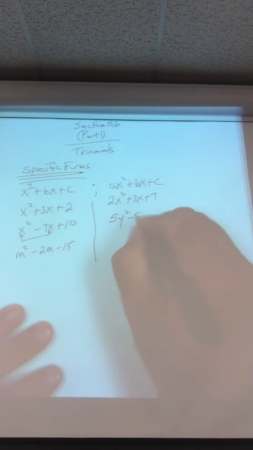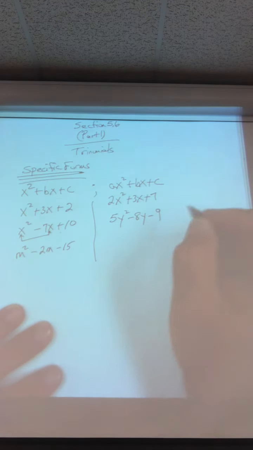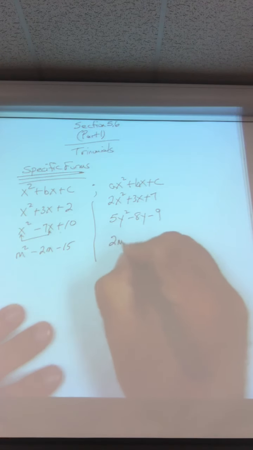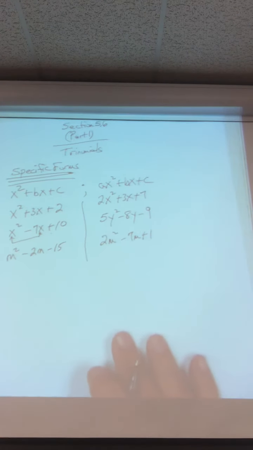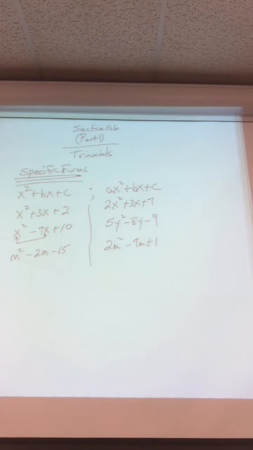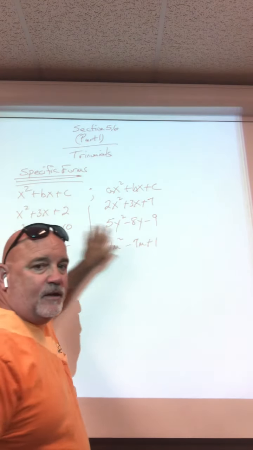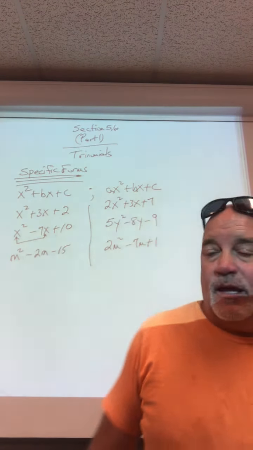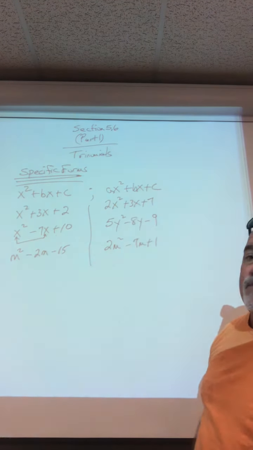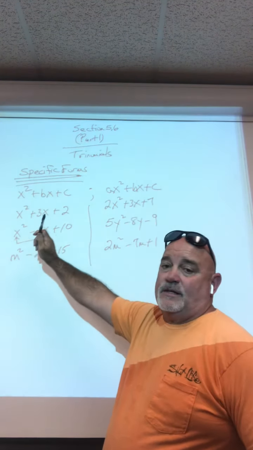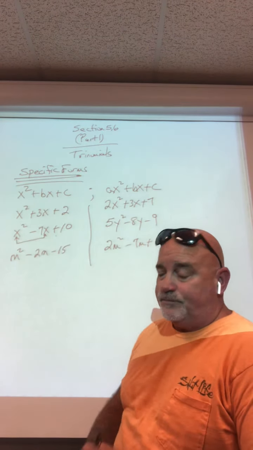5y squared minus 8y minus 9. 2m squared minus 7m plus 1. And the reason we're breaking this up into 2 different cases is because the process by which we factor these is completely different than the process by which we factor these.